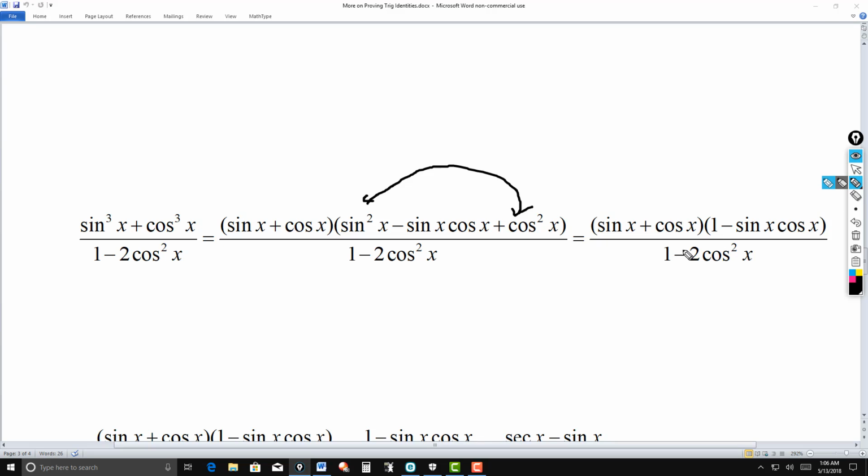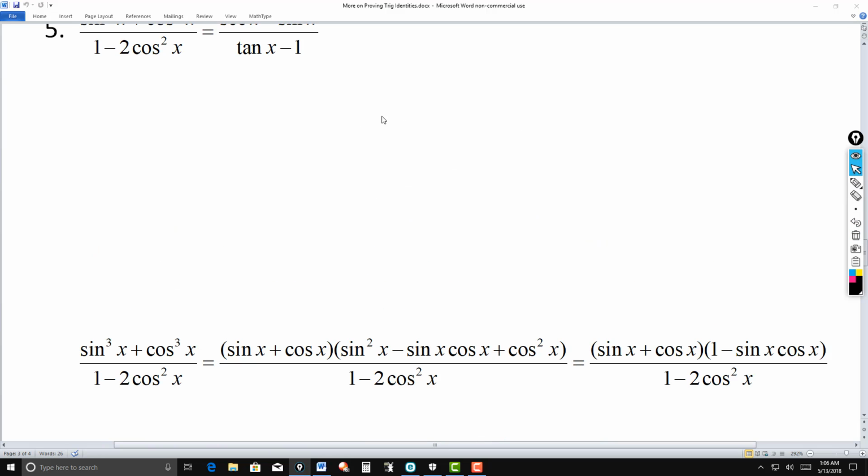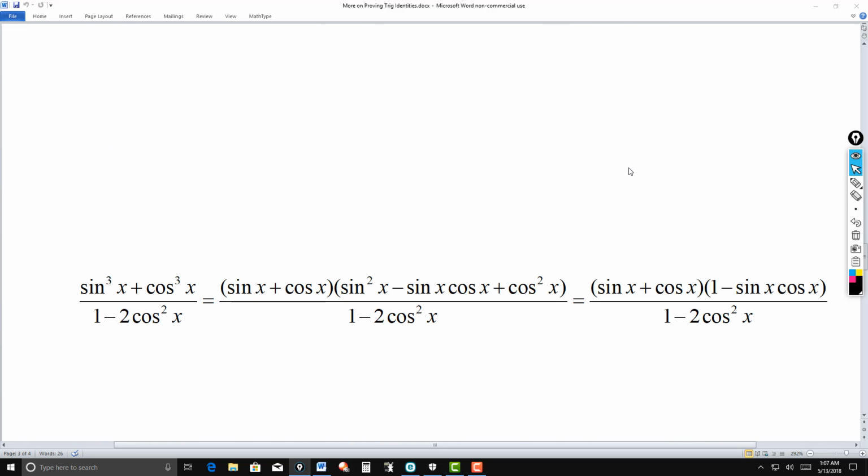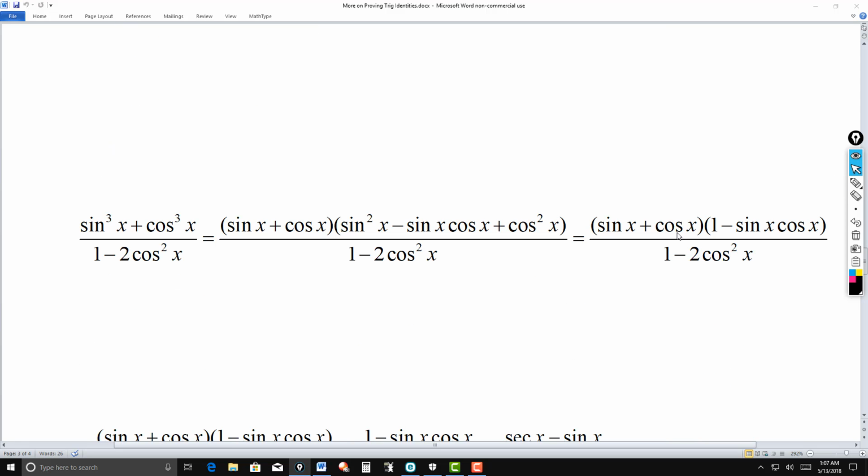So now we get here. Sometimes, to be honest with you, you just start simplifying, and at the same time always look at the objective, that I want to come up with this. So we're at this point right here.